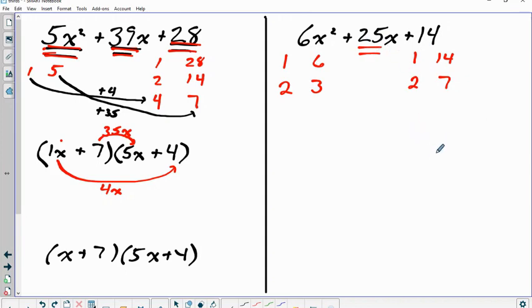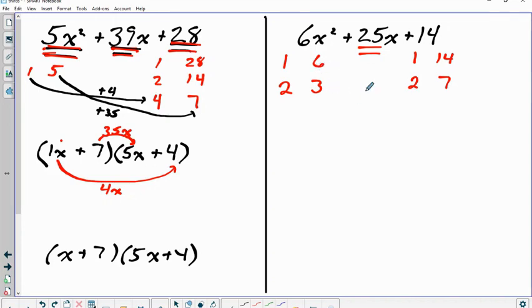So let me think about how that would happen. So if I did 3 times 2 is 6, 2 times 7 is 14. That'd give me a 20 for the middle. 2 times 14 is 28. That's too high. So it's not going to be the 2 and 3 and the 1 and the 14. 3 times 2, I don't know. I'm kind of stumped here. So which ones would it be?